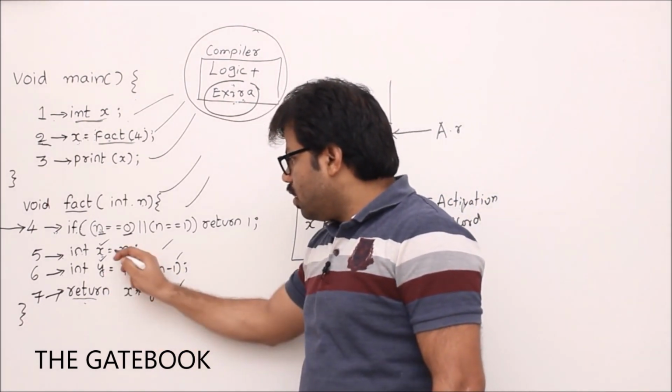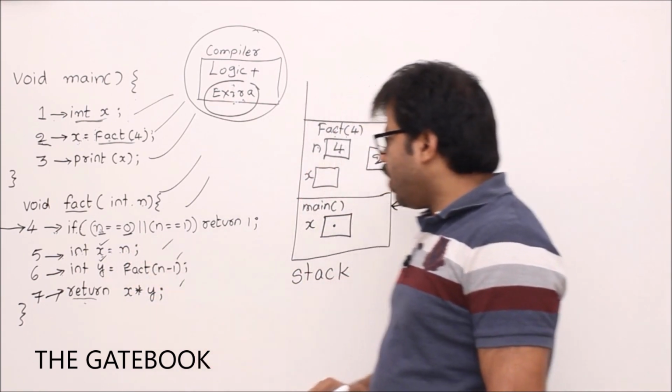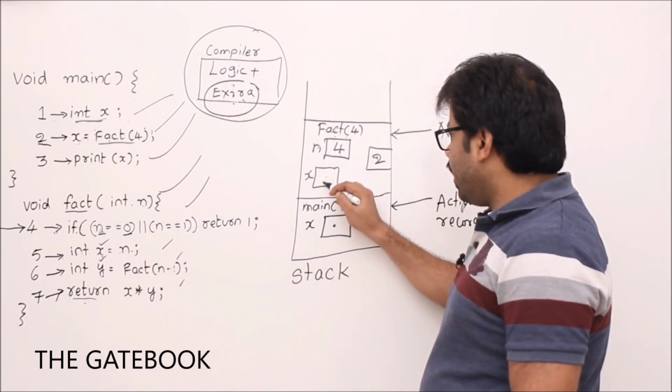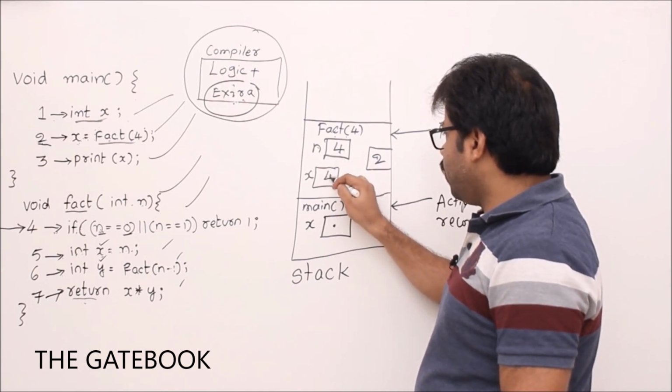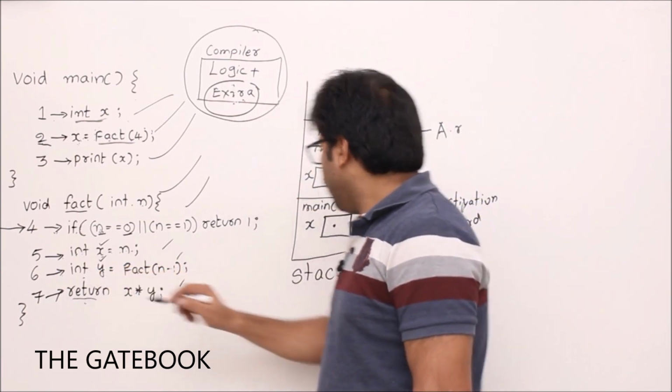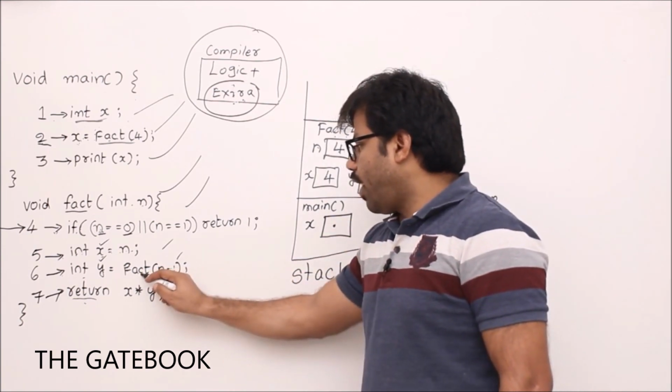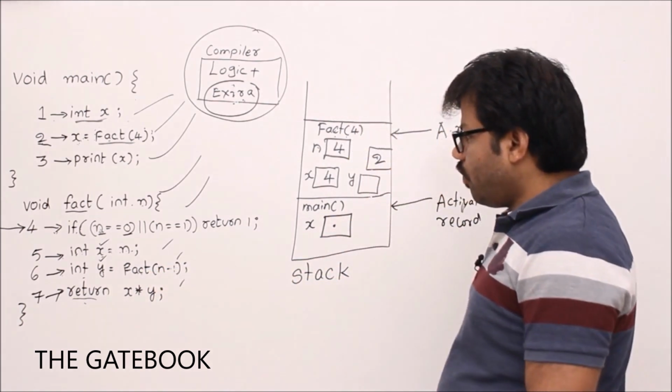Now come to this line, int x equal to n. What is the n value? 4, right? I am talking about line number 5. The local variable is created and initialized with n, which is 4. Next, int y. One more local variable, y, will be created. Its value is what? Factorial of n minus 1. What is factorial of n minus 1?